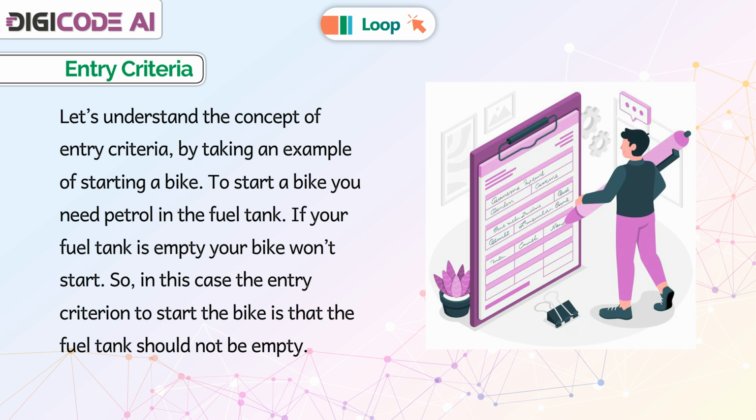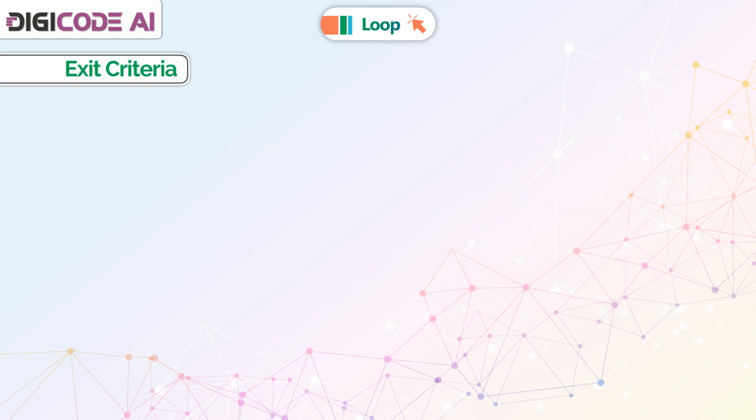Let's understand the concept of entry criteria by taking an example of starting a bike. To start a bike, you need petrol in the fuel tank. If your fuel tank is empty, your bike won't start. So, in this case, the entry criterion to start the bike is that the fuel tank should not be empty.